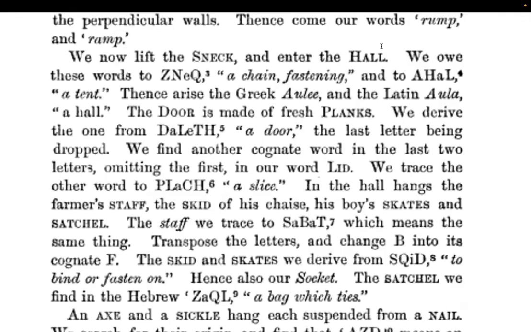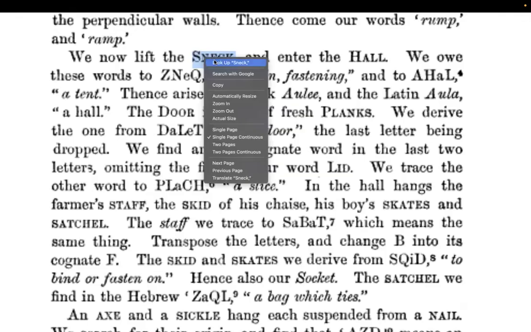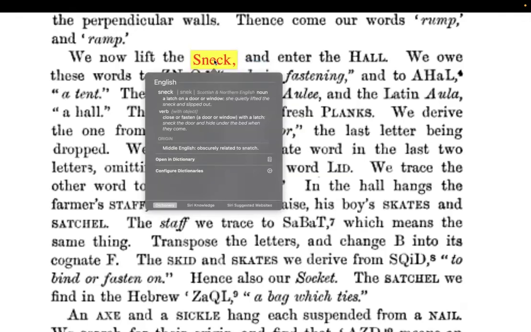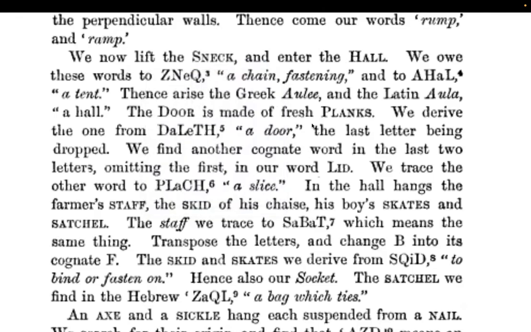We owe these words to znek, a chained fastening. So this is an archaic word that we don't really use anymore. But it's a latch on a door or window. And it says it's obscurely related to snatch. And it's chain or fastening. Okay. And to a hall, a tent.